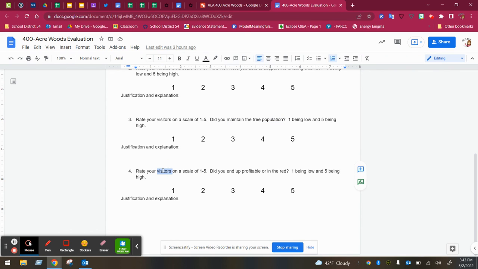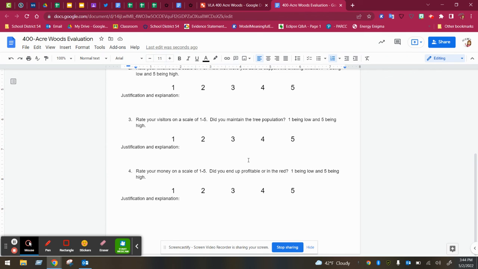And then finally, okay, I need to fix my words here. Instead of visitors, I want you to evaluate your money on a scale of 1 to 5. Did you end up profitable or in the red? So if you had a positive number, you were profitable. If you had a negative number, you were in the red. So 1 being low and 5 being high.